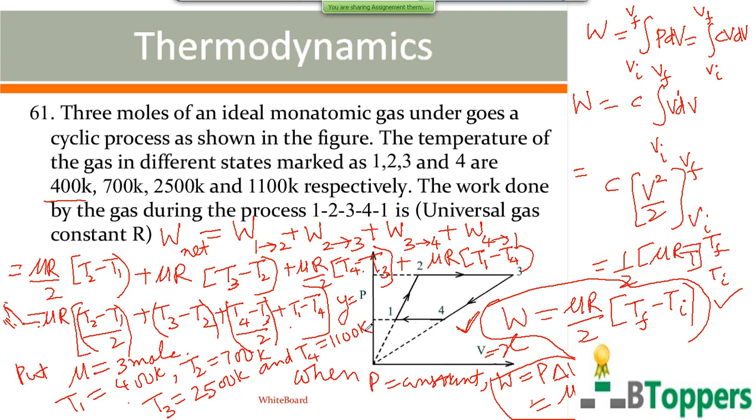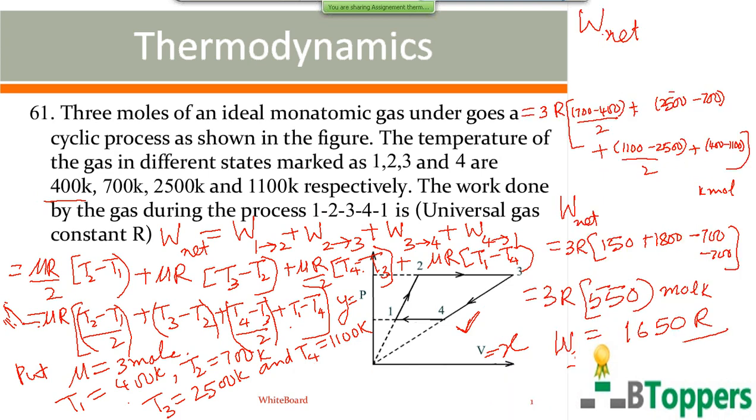So those who are copying the working part, please take a pause and finish writing the working, and complete the simplification. As I told you previously, you should substitute nu, the number of moles, equal to 3 mole, T1 equal to 400 Kelvin, T2 equal to 700 Kelvin, T3 equal to 2500 Kelvin, and T4 equal to 1100 Kelvin. I have shown the simplification on the right hand side. If you want to copy the working and simplification, you can take a pause and copy the working.